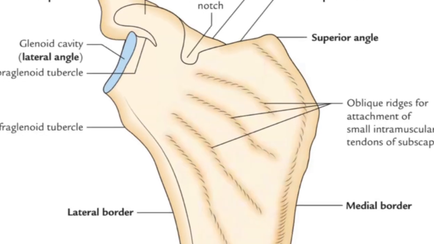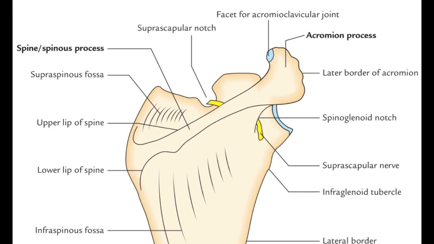Now, how can you know the posterior? The posterior, you know it by a long spinous process, which is at the level of about C7 to T1 by landmark. So it's coming out at C7 to T1, and the spinous process continues to form the acromion.